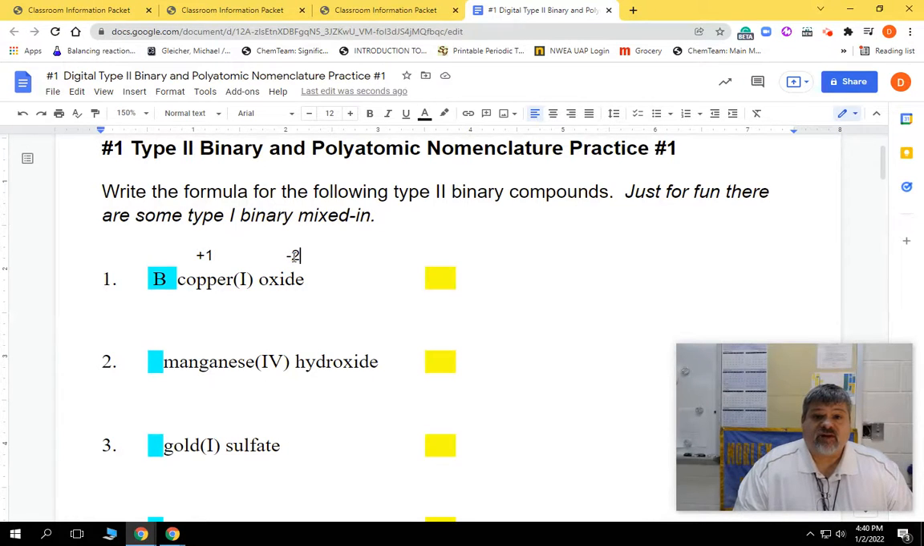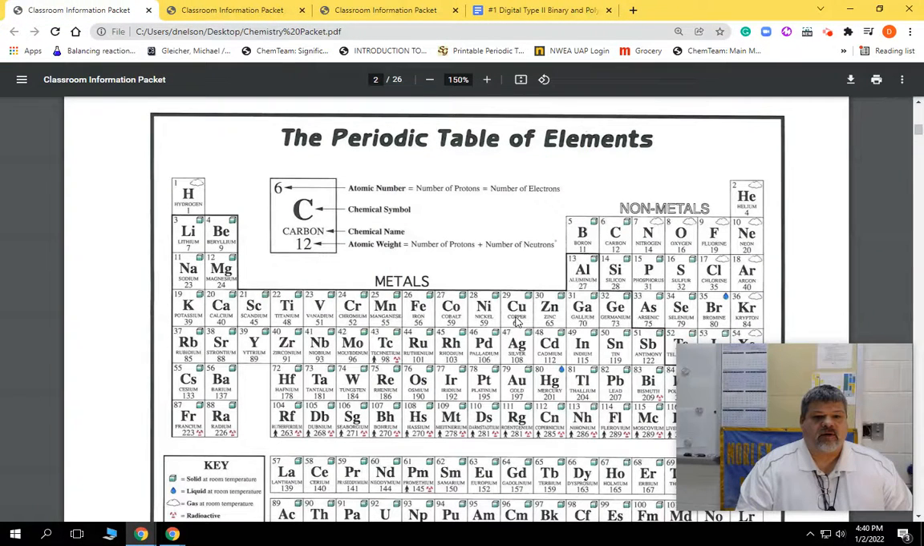So that's a negative 2. That means that my charges have to equal each other out. And so what are we going to do? They don't cancel each other out, so we're going to crisscross. So I'm going to put a 2 right here, and we're going to put a 1 right there. And so when I go in here, I'm going to put the symbol for copper and then a subscript of 2. So the copper is Cu. So if I go to our copper, it's right there. It is Cu.